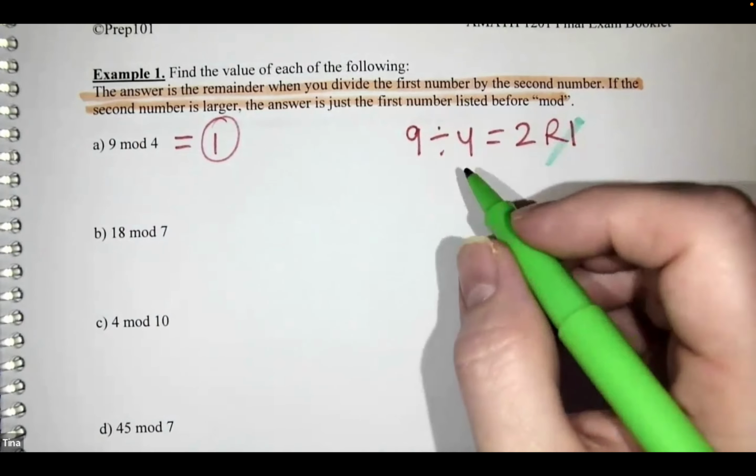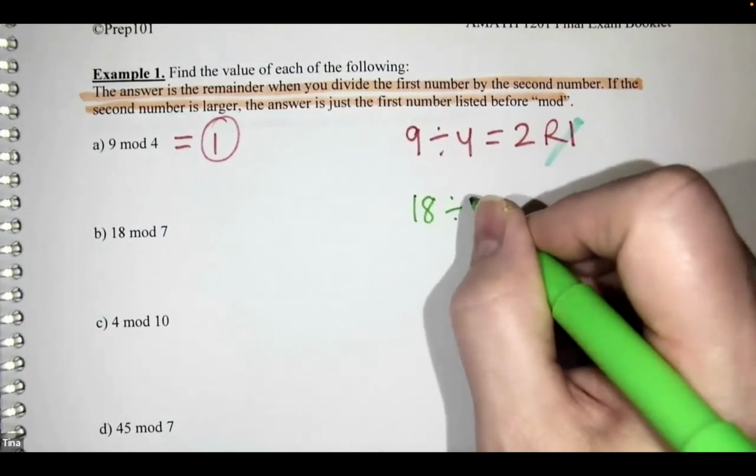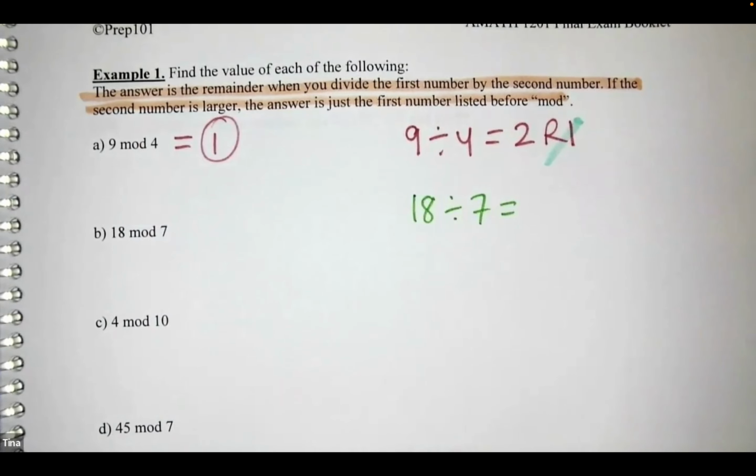If I want to do 18 mod 7, I take 18 divided by 7. So think about, what's that going to give us?